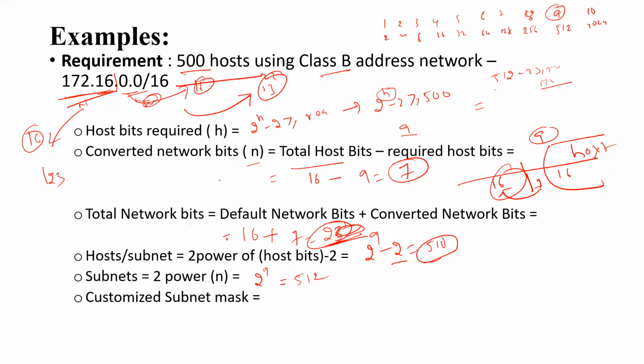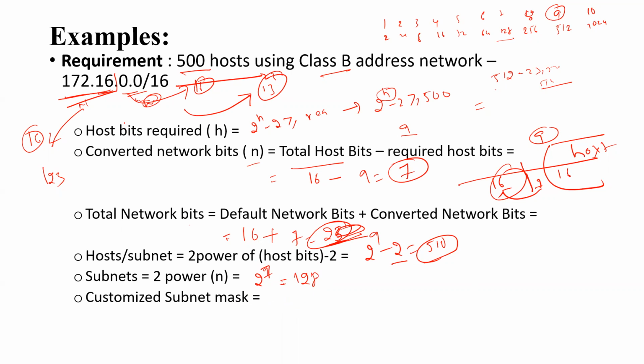2 power of n. 2 power of 7, how much? 128. And the customized subnet mask, I'll tell you here, how to calculate the subnet mask. So is it clear so far?